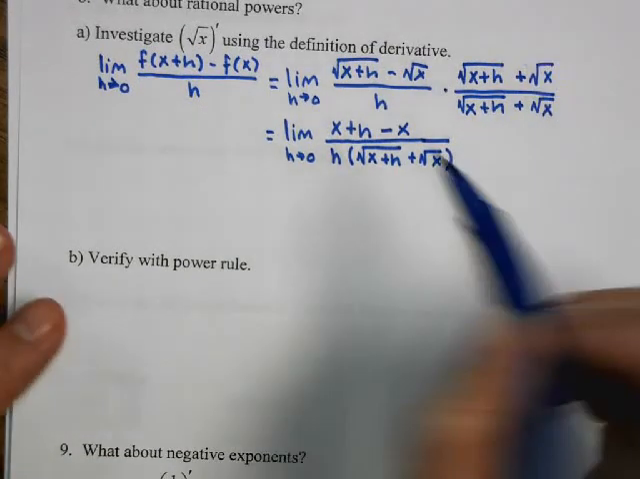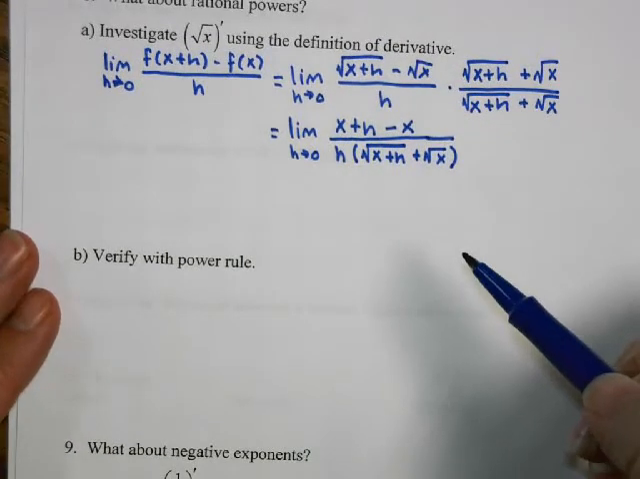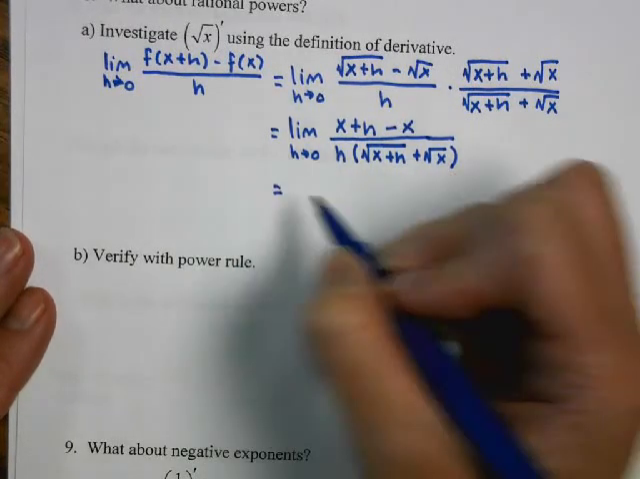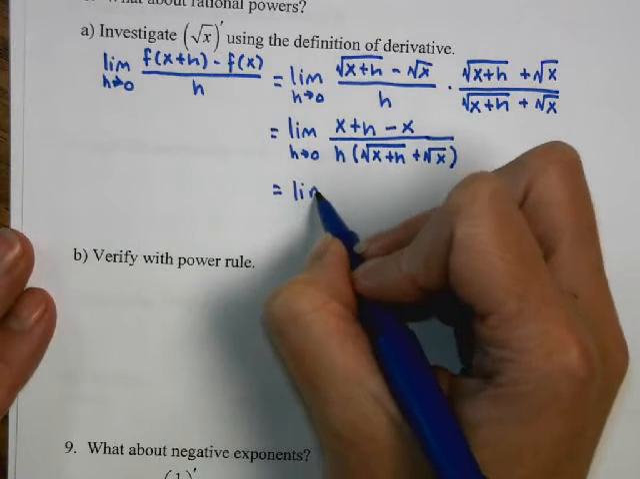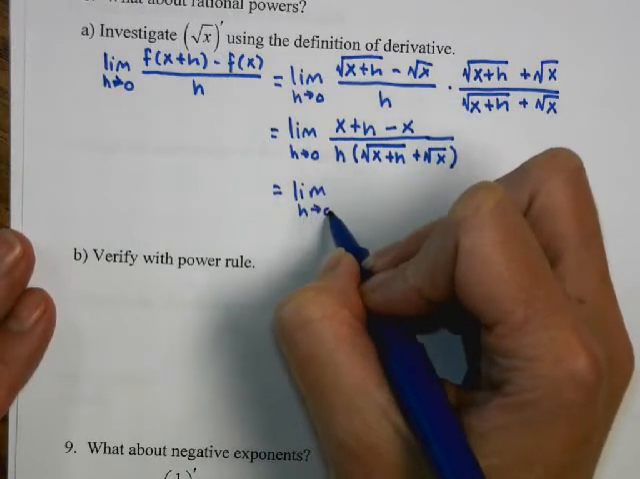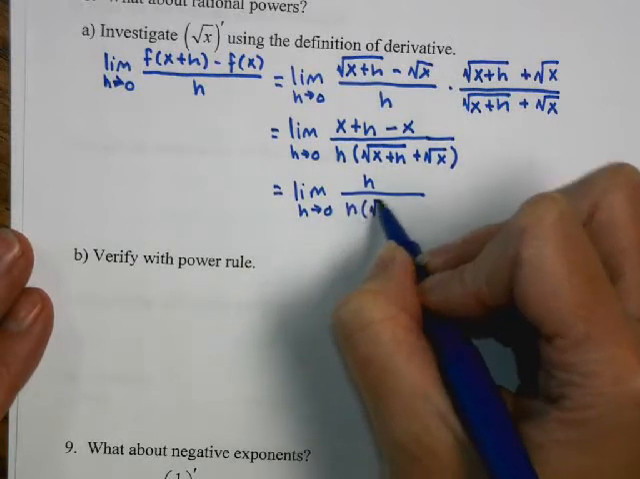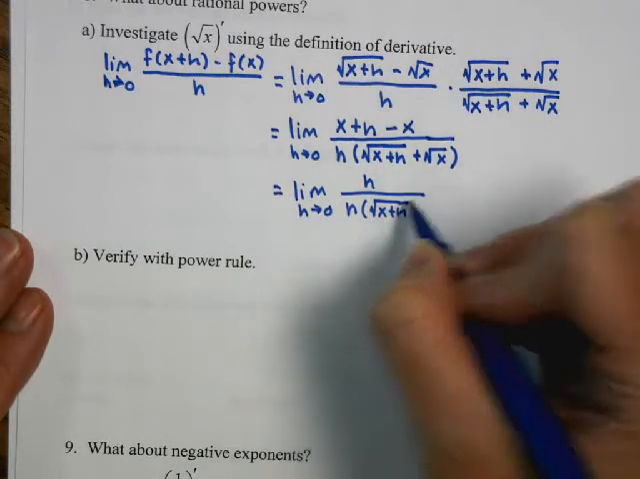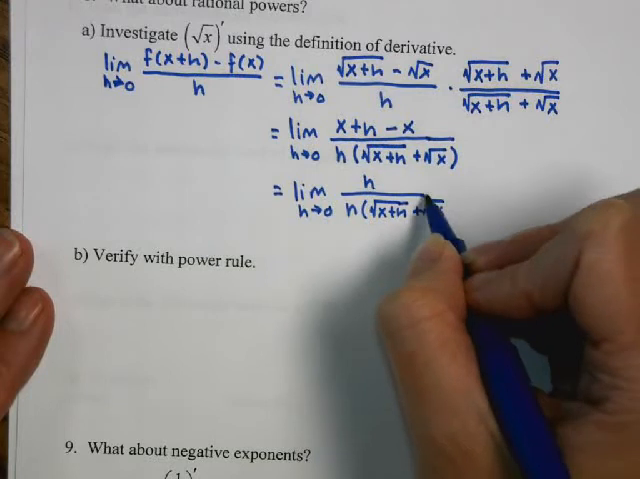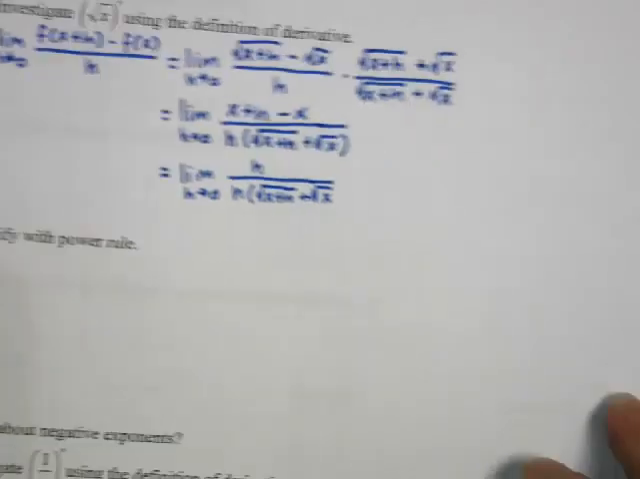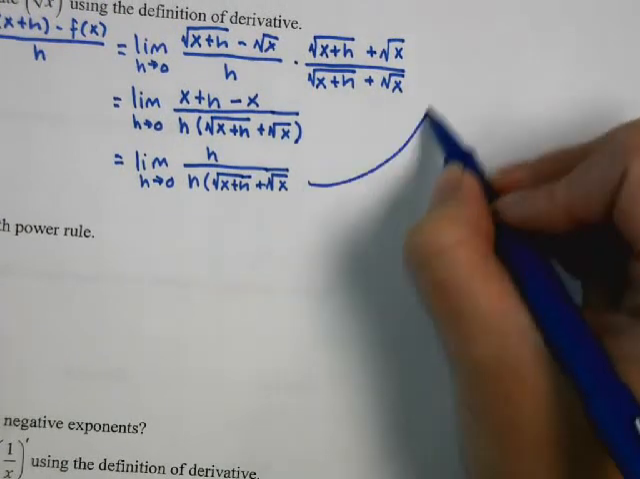Okay, well in the top, the x minus x goes away. So we're left with h over h times the square root of x plus h plus the square root of x. These h's cancel. Go up over here.